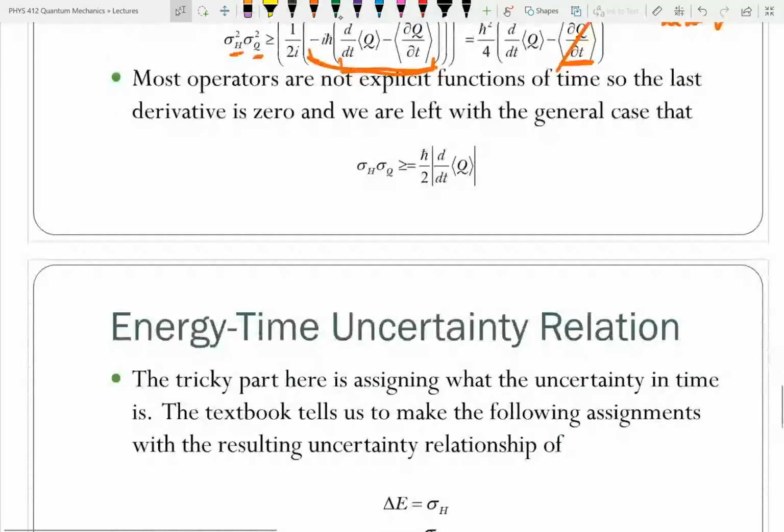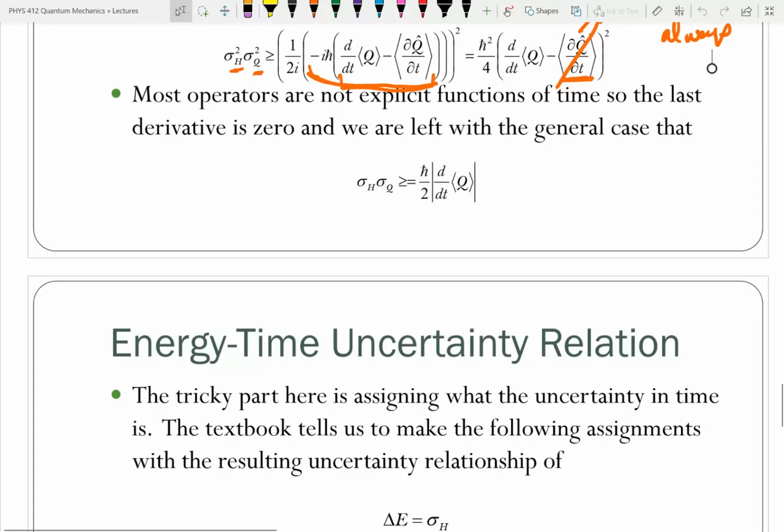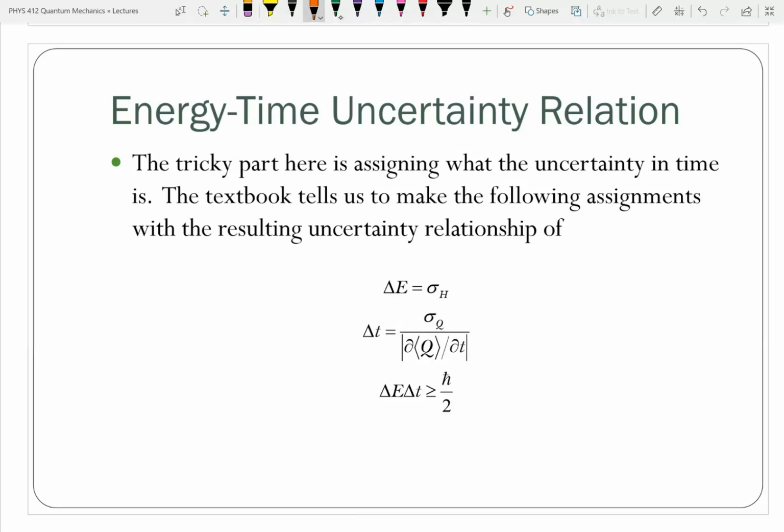And now we're ready to actually apply this. But still there's a tricky part. How do I determine the uncertainty in time? This here was the uncertainty in the Hamiltonian, i.e. the uncertainty in energy, and the uncertainty in some operator Q. And so what we do is we say the uncertainty in time is the uncertainty in Q divided by this derivative of the expectation value of Q with respect to time. Then we put it in.